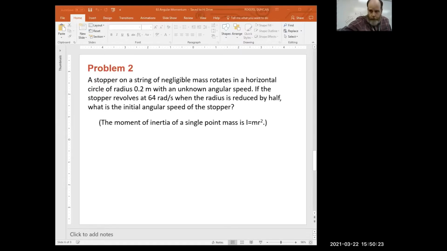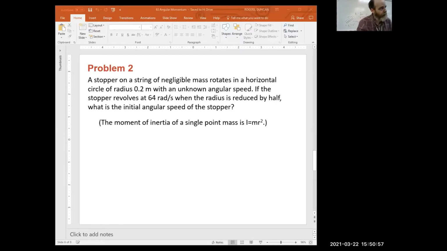So here, this is a rubber stopper, and you can rotate it around something like this. It's rotating, and when you change the radius, you change the angular speed. So here's a larger radius. If I reduce the radius, the angular speed becomes faster.